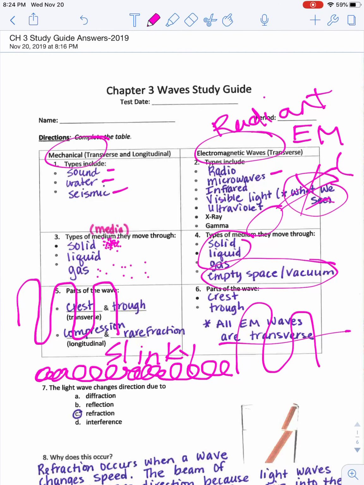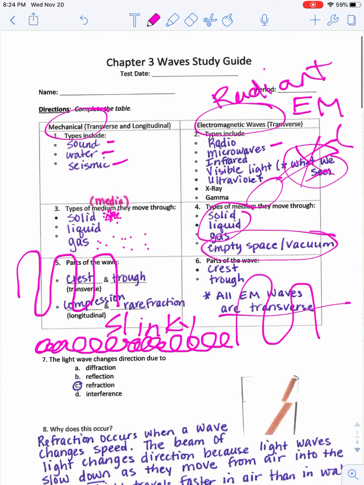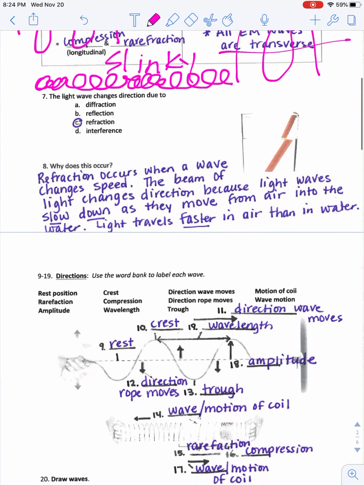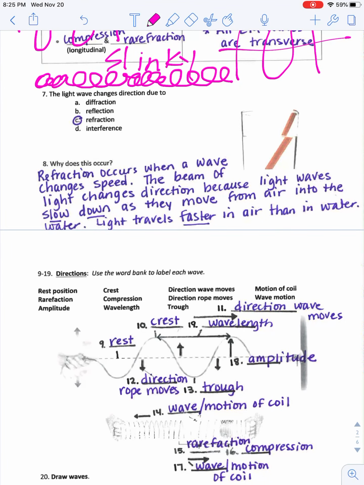Okay? So light waves change direction due to refraction. So think about when we had that little glass of water and we put our pencil in there, and the marker, whatever else we put in that water, and how it looked kind of funny from underneath. That happens because refraction occurs when a light wave changes speed. So the light coming in is going to slow down as it hits this new water medium, as it moves from the air into the water.